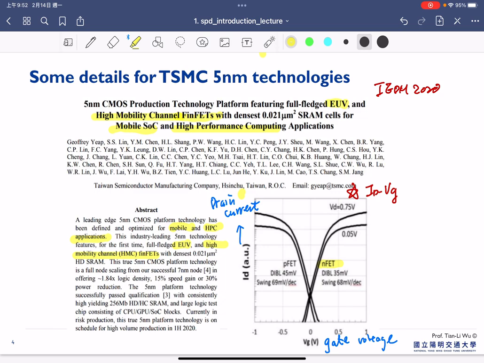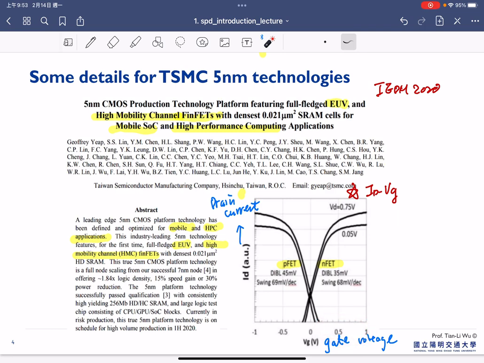And on the other hand, you have the completely opposite characteristic for the PFET. You need to apply the negative gate bias, and then you can see your current will start to increase here. So this is negative gate bias, and this is positive gate bias here. So that's a major difference between the NFET and PFET.